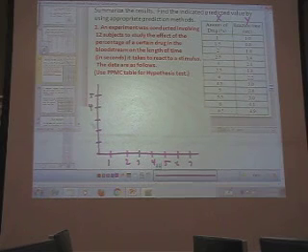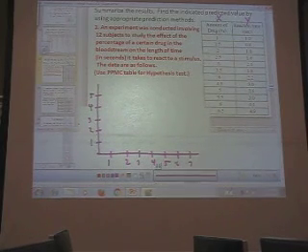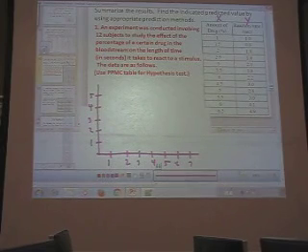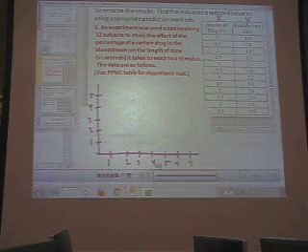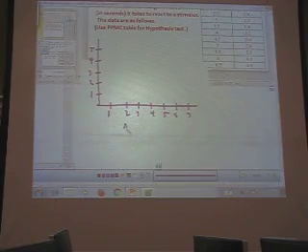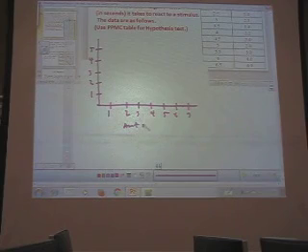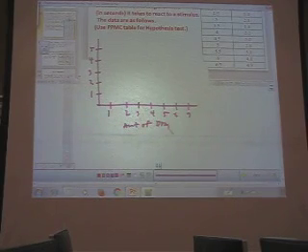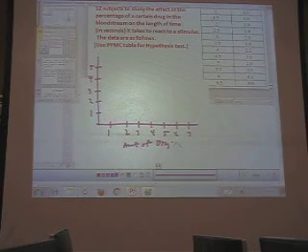And then what are these things? You have to label them. Here is the amount of drug, in percent. And this is reaction time.